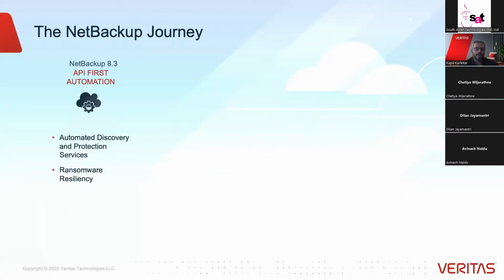What has been the NetBackup journey? Like I said, we have reached NetBackup 10, but to reach here, there has been a strategic and targeted investment into NetBackup. That is how we have reached where we are. With NetBackup 8.3, we started off with API first automation, automated discovery and protection services. We also started off with a bit of ransomware resiliency in NetBackup 8.3.